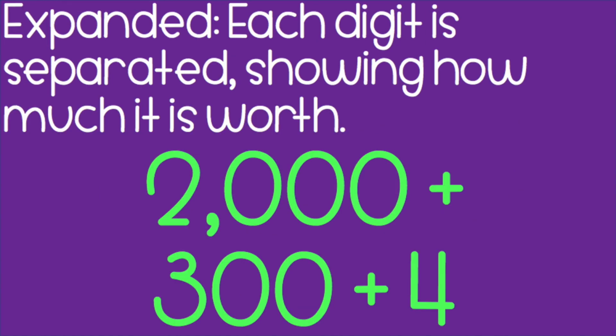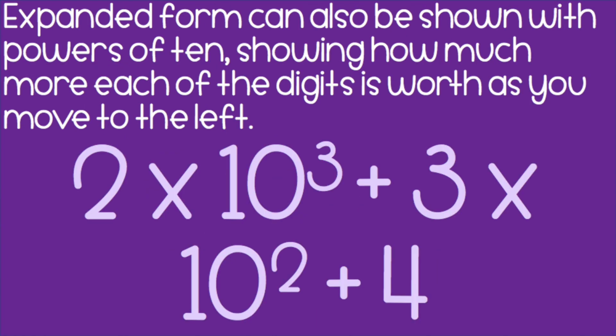The third way is expanded, which also is just like it sounds. Each digit is separated, showing how much it's worth. So in this case, 2,304 is shown as 2,000 plus 300 plus 4. Expanded can also be shown with powers of 10, showing how much more each of the digits is worth as you move to the left. So in this case, it's 2 times 10 to the third power, plus 3 times 10 to the second power, plus 4. Let's see how this works on the whiteboard.